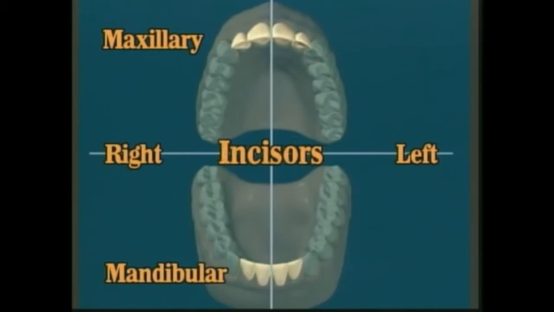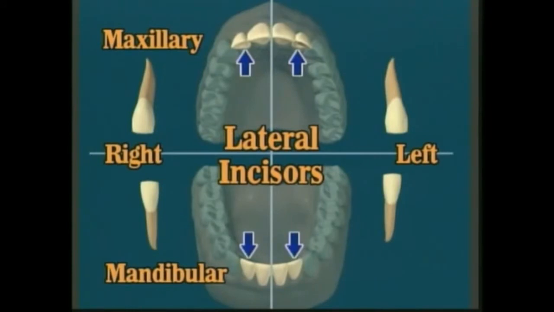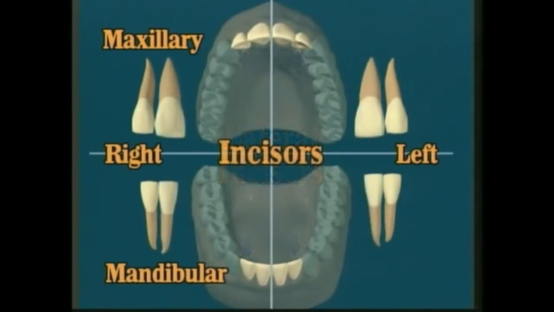The incisors are used for cutting or incising, and there are 4 in each arch: 2 central incisors and 2 lateral incisors. There is 1 right central and 1 right lateral incisor, and 1 left central and 1 left lateral incisor.